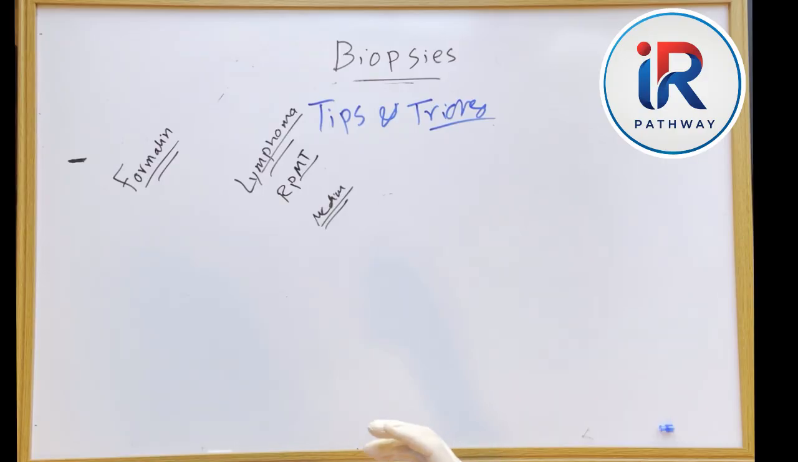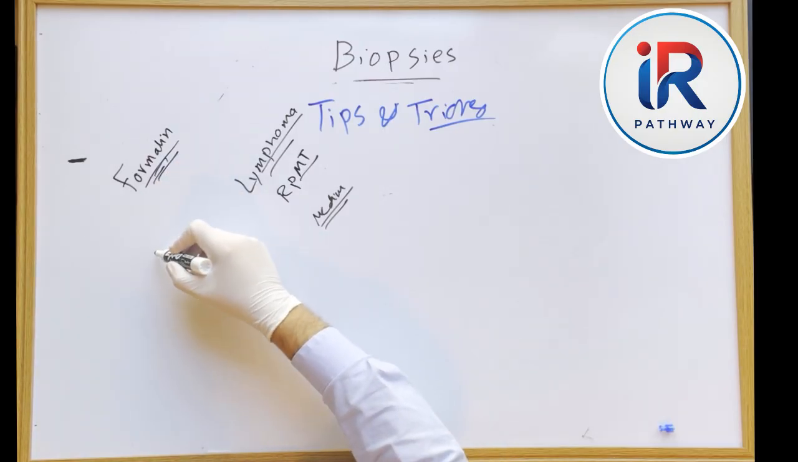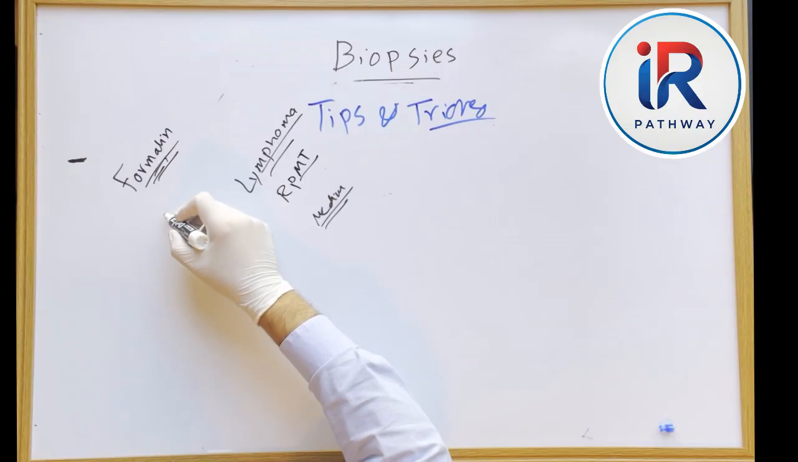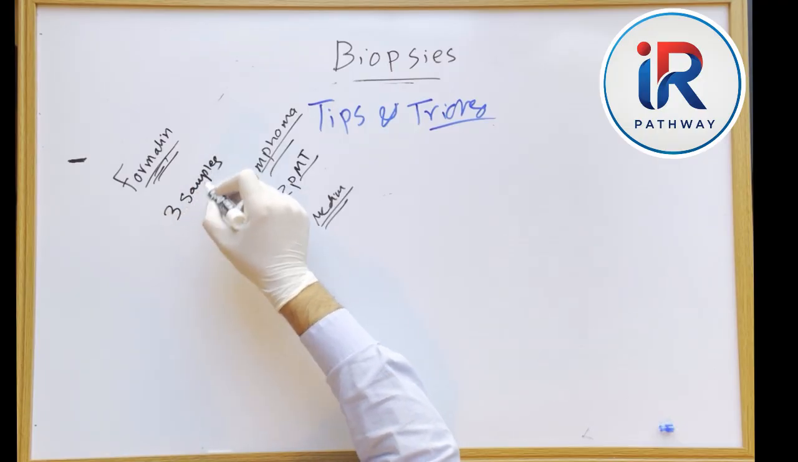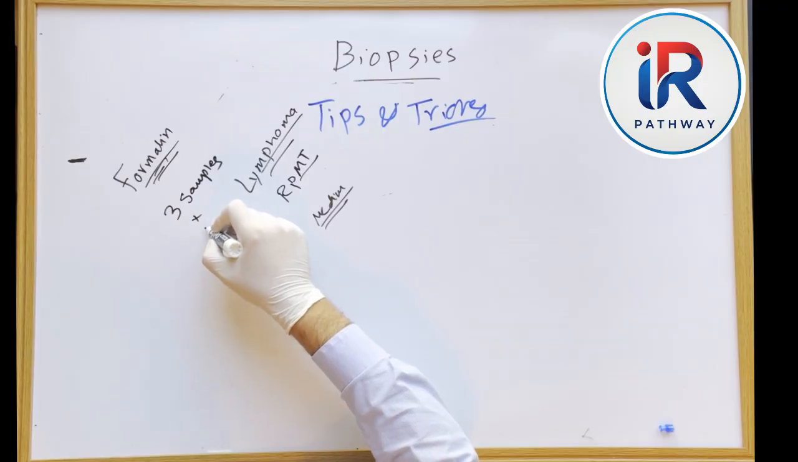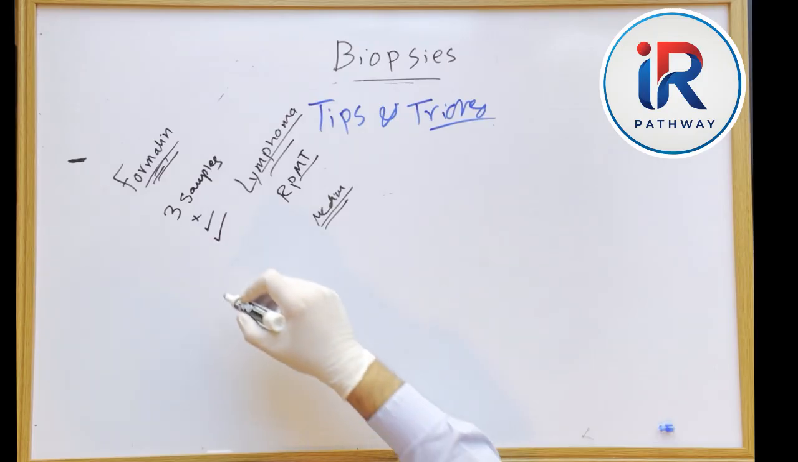Now, let's move to point number two, which is regarding the formalin again. There is an important rule. As mentioned before, we usually obtain three biopsy samples so that if the first sample is suboptimal, the second may be better, and the third can serve as a confirmatory sample.